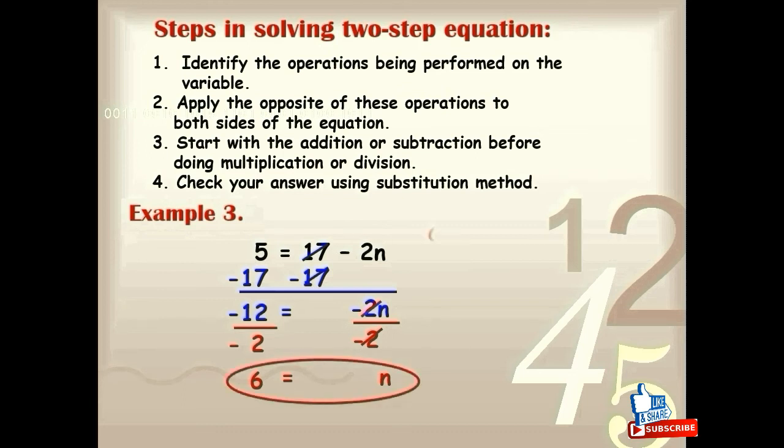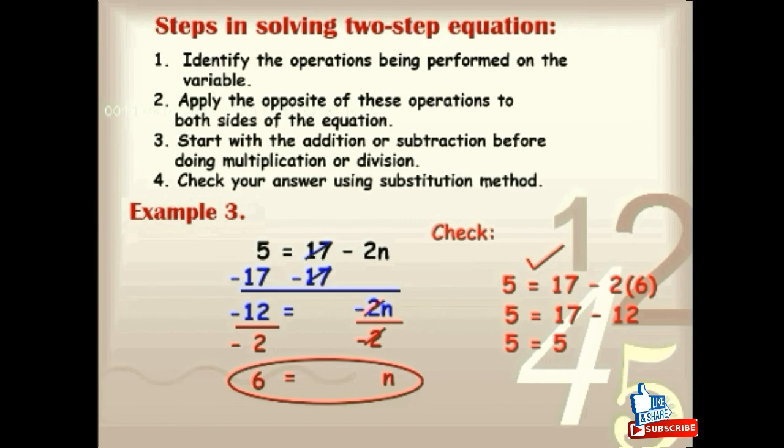Now let us check if our answer is correct. Let us substitute the value of n. Now 2 times 6 is equals to 12. Now, is 5 equals to 17 minus 12? Yes. Therefore, our answer is correct.